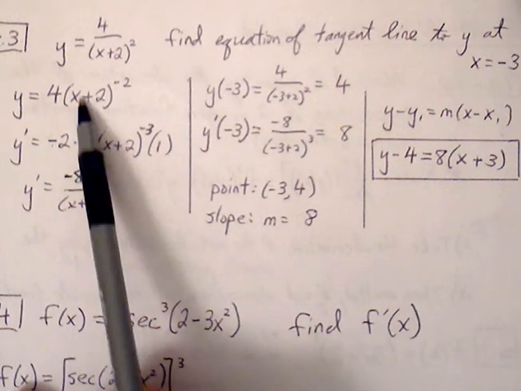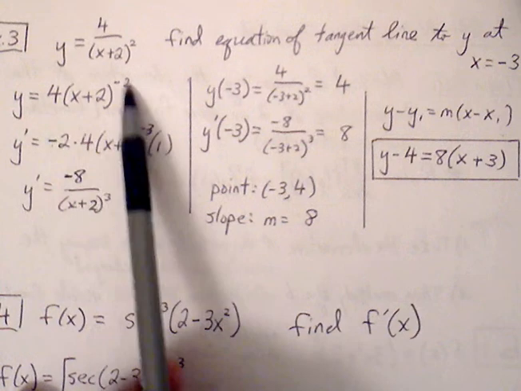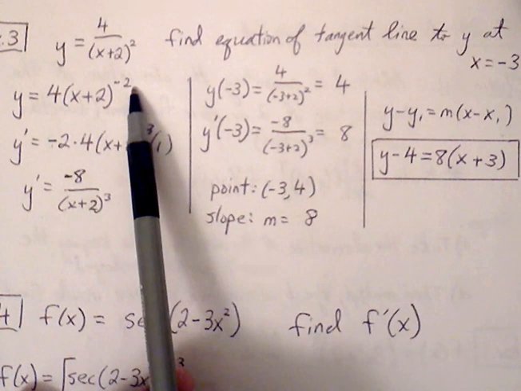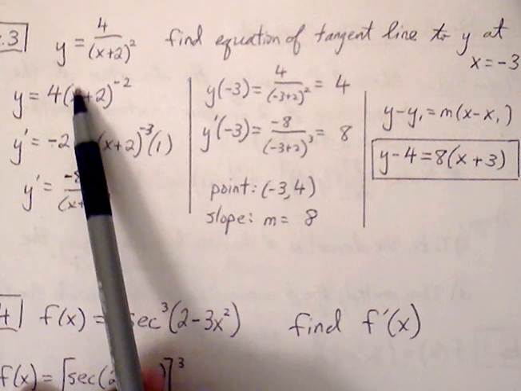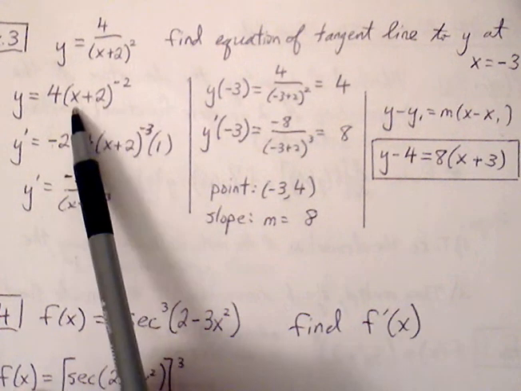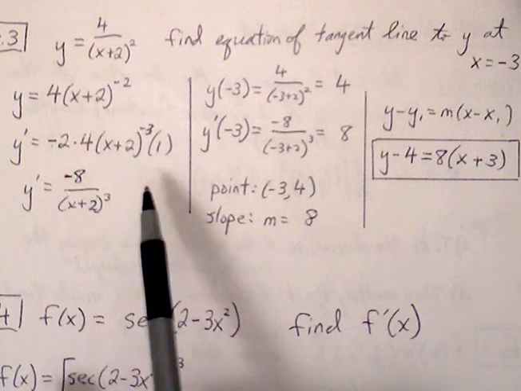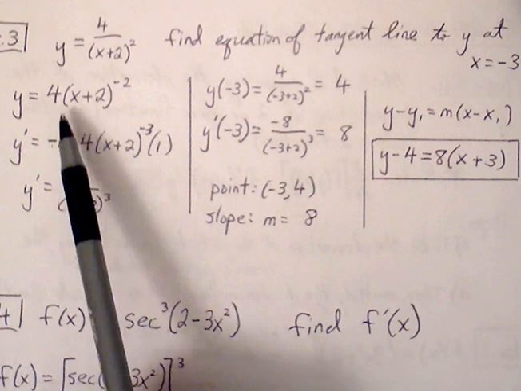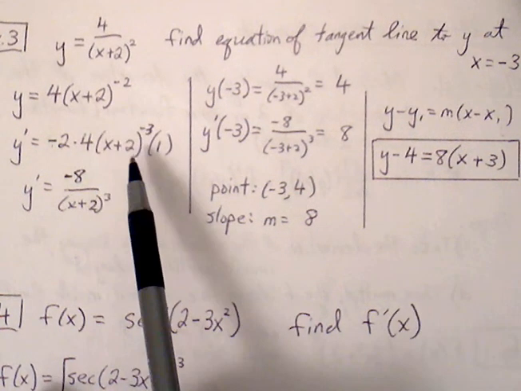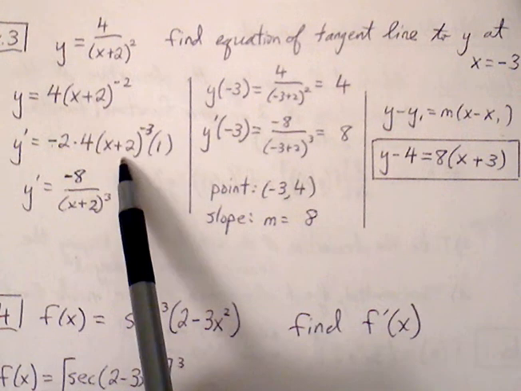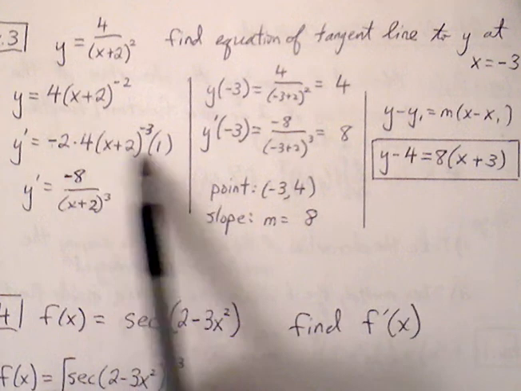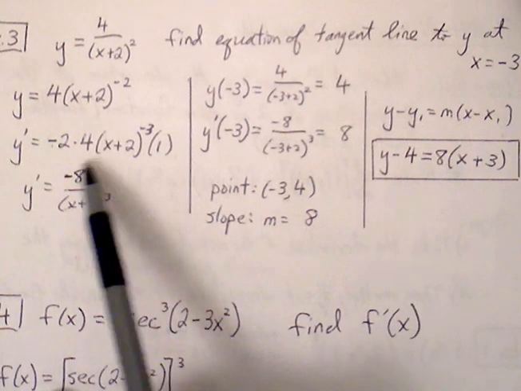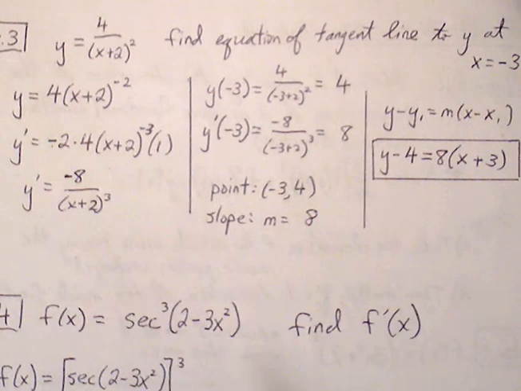So the outside function will simply be 4 parentheses to the negative 2. The derivative for that function will simply be: bring down the negative 2, keep the parentheses, and subtract 1 from the exponent. So negative 8 parentheses to the negative 3. But now we still have to remember we want to multiply by the inner function's derivative. So x plus 2's derivative becomes 1. And then we combine that to be negative 8 over x plus 2 to the 3rd power.